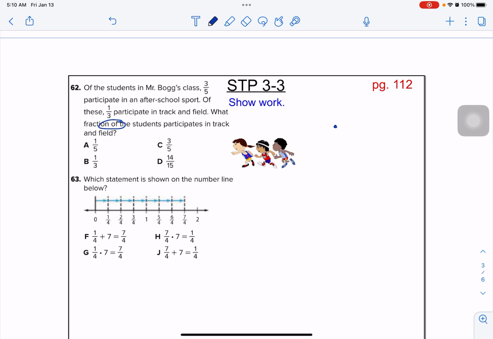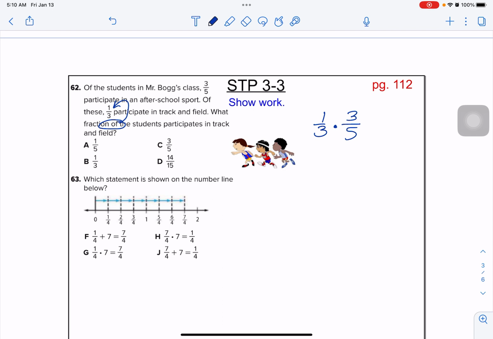And in this case, we know that it's 1/3 of, so that would be 1/3 times the number of students who participate in a sport. And the number of people that participate in a sport would be 3/5. So we would be finding 1/3 of 3/5.